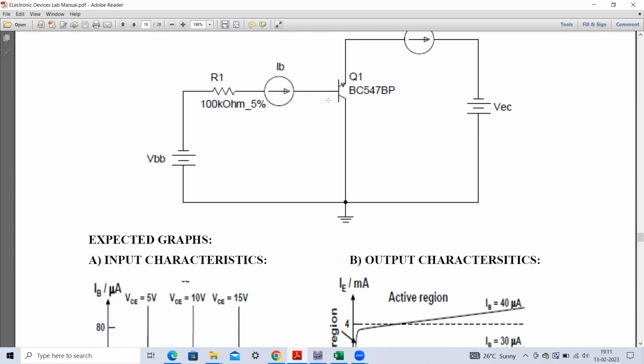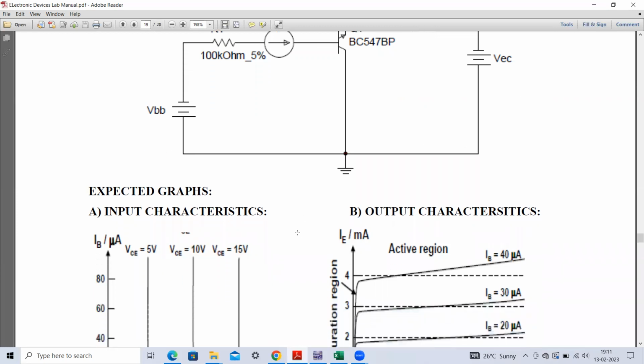Then we have to note down this base to collector potential and measure this particular base current. Obviously, these two parameters will be measured at a fixed value of emitter to collector voltage. So this emitter to collector voltage we have to fix. You can see that from this graph itself.